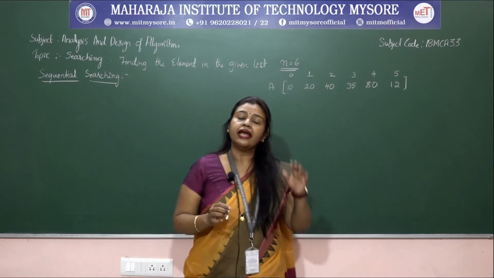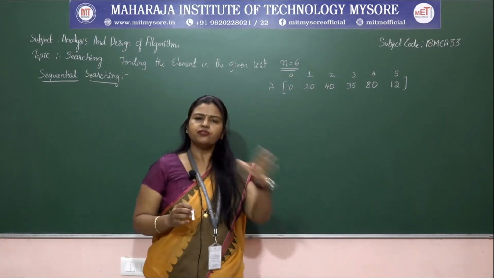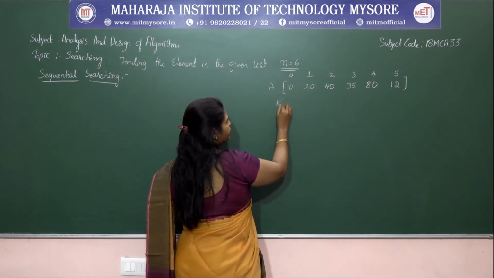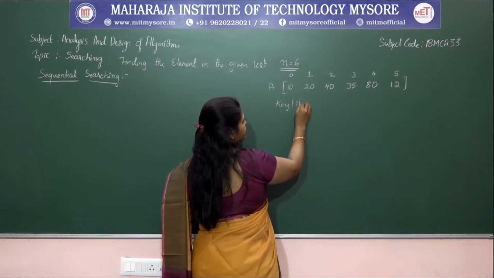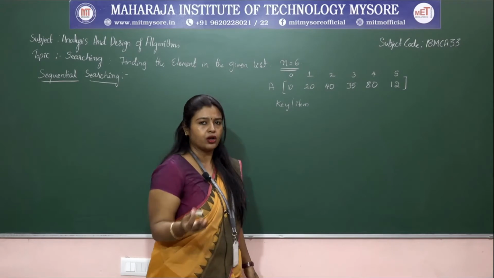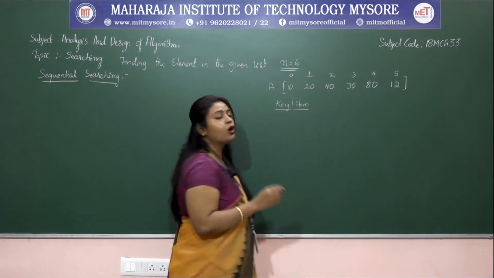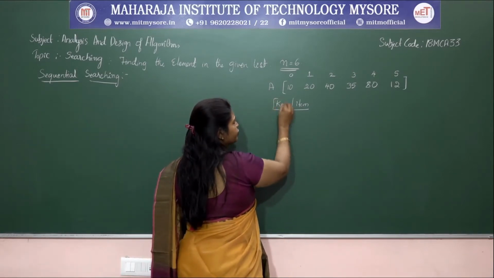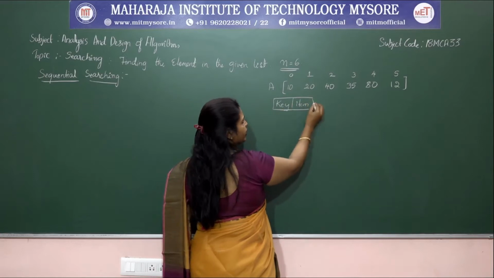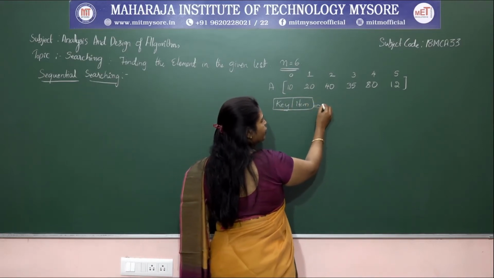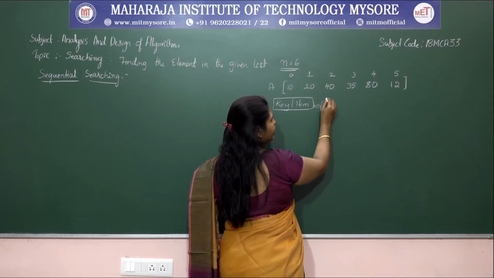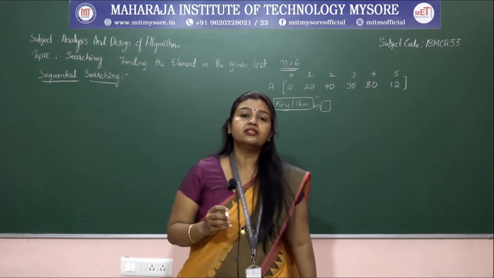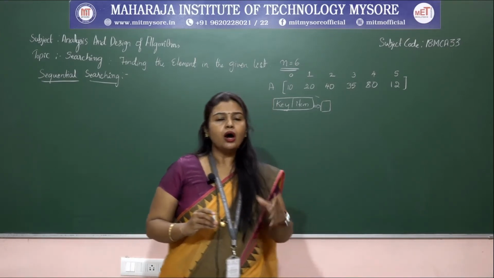In the given elements, I need to search for something. So what is that something? We can call that a key, or else we can call that an item. Whatever we are finding for is called the key element or the item, we can say. Now we are searching for the given key element. Whatever key element you have, we are going to search for that particular value in the given list of elements. That is nothing but the searching problem. So how to do that?